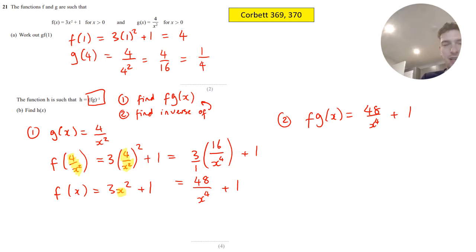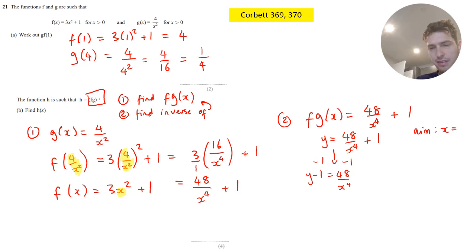So to do that, I start off by saying y is equal to this thing here. I now need to rearrange to make x the subject. How do I do that? Well, I think a sensible first step would be to get rid of this plus 1. Now, I want to make x the subject, so I need to multiply by that denominator first of all. So what have I got here? I got x to the power of 4 brackets y minus 1 equals 48.